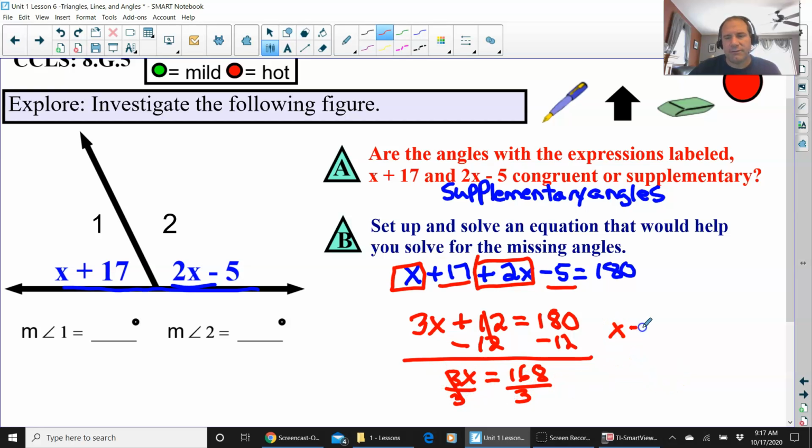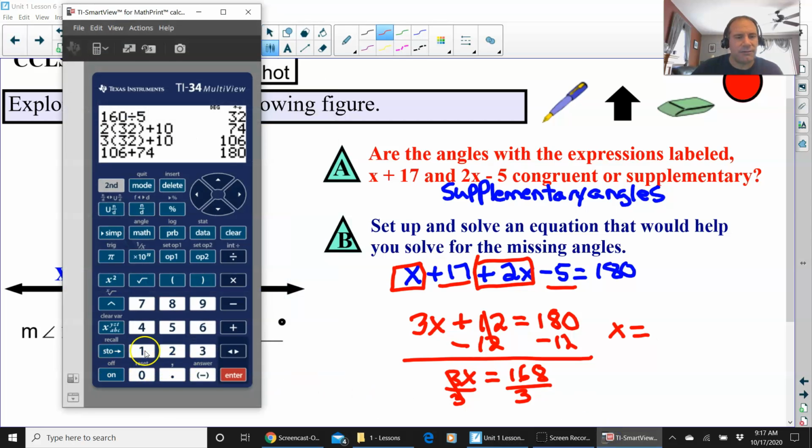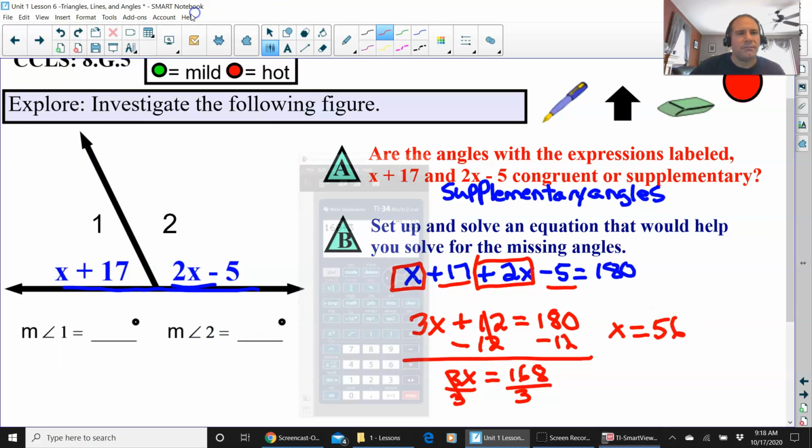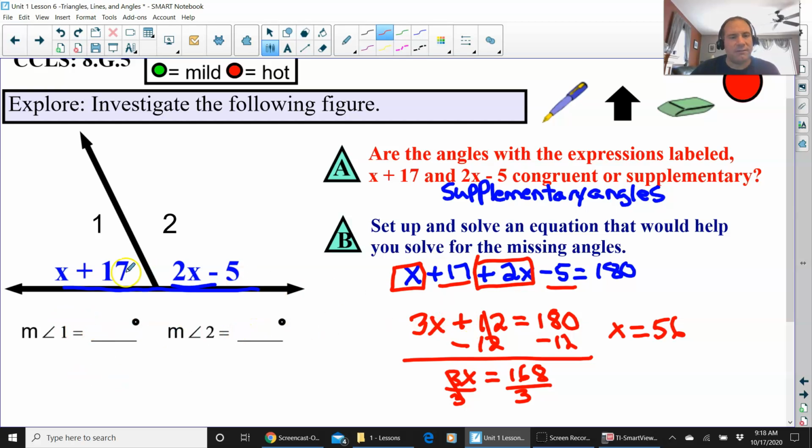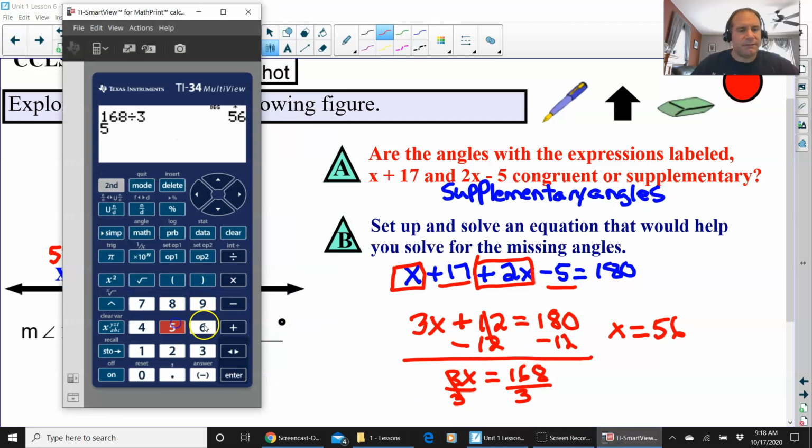And we're going to get a value for x after we use the calculator. Clear that out, just make it a little bit easier. 168 divided by 3, 56. So we have 56 degrees, but none of these angles are equal to 56. All right, so we're going to put 56 here plus 17. And let's see what that equals. 56 plus 17. 73.